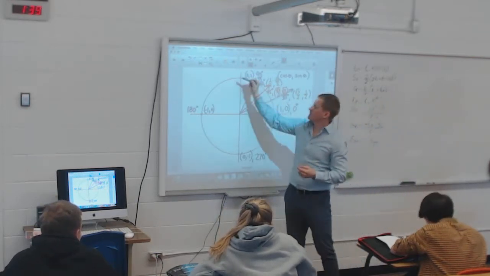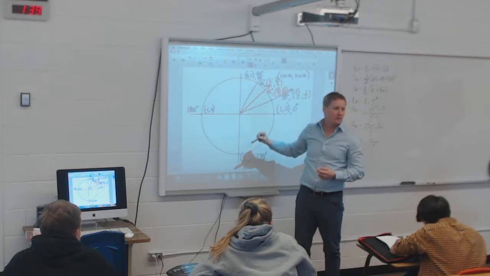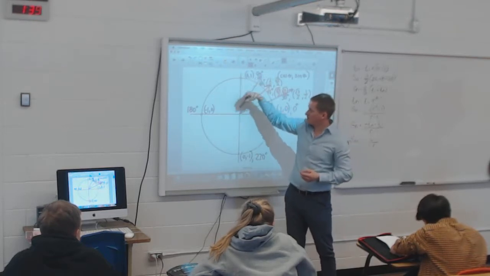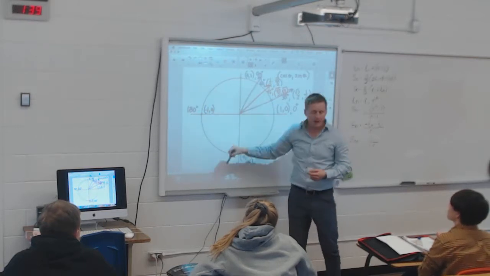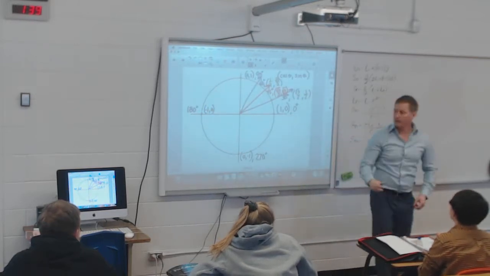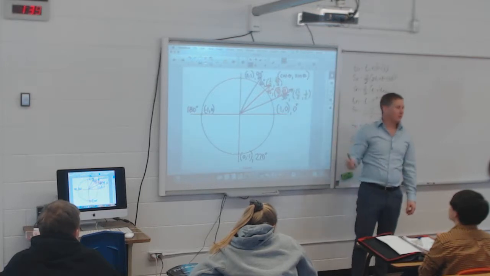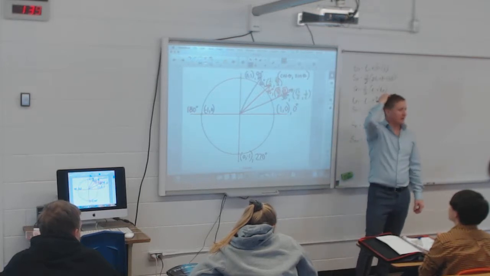You could now label this entire circle: 120, 135, 150, all the way around the circle, you can label it with those coordinates right there. And you'll know them all.